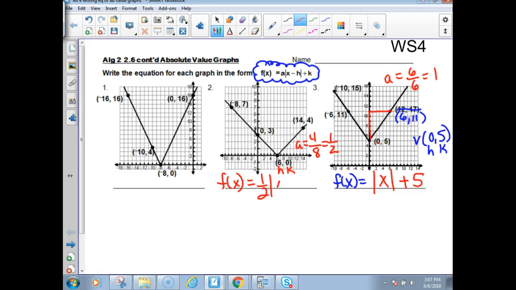So this one's equation, f of x equals 1/2 times the absolute value of x minus 6, close the absolute value, and the K is 0, so you have nothing. You don't want to write plus 0. If you don't simplify, it's going to bother me. So it needs to be simplified, so I just stop. Good.